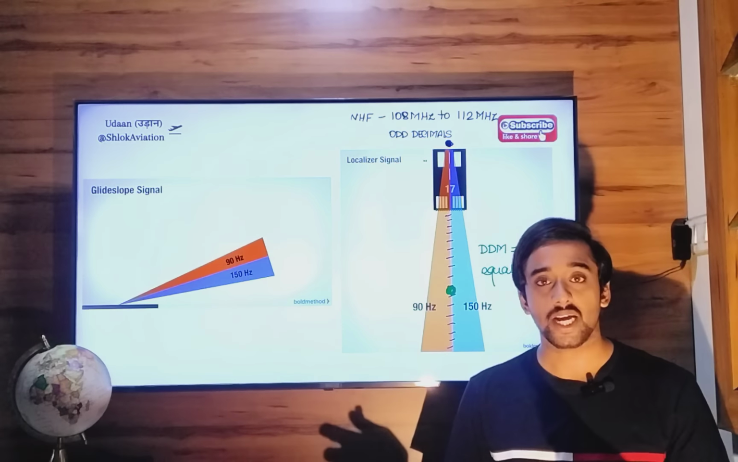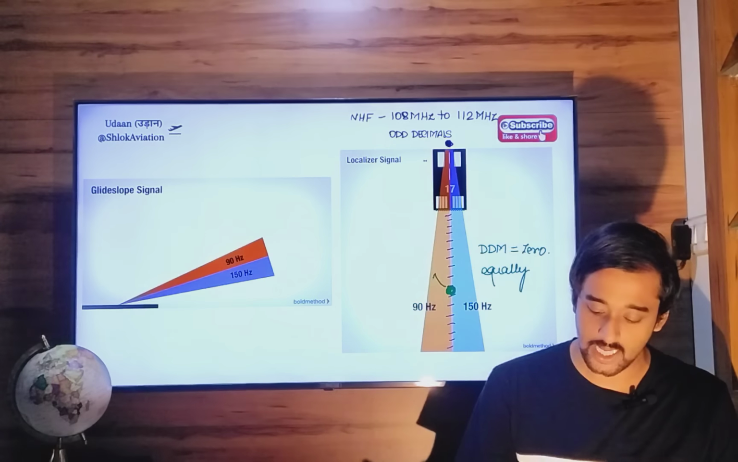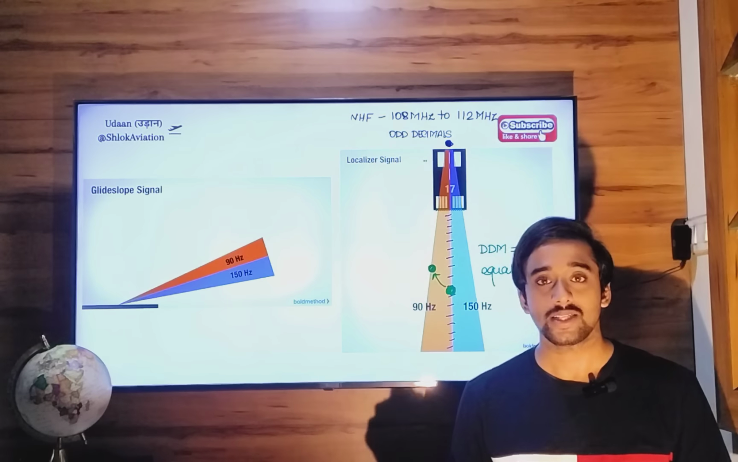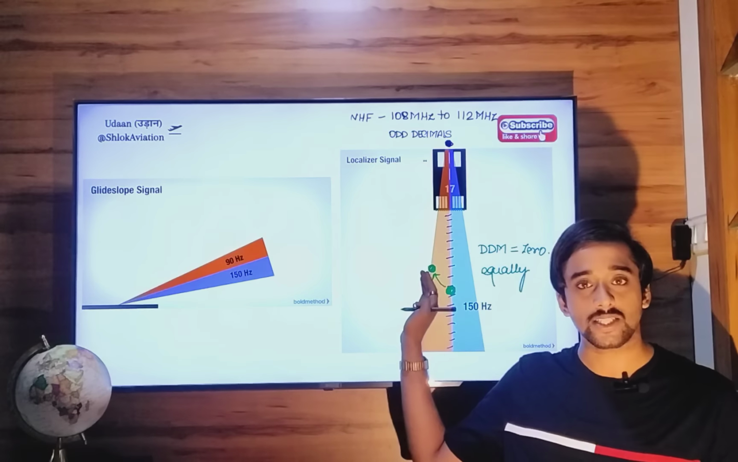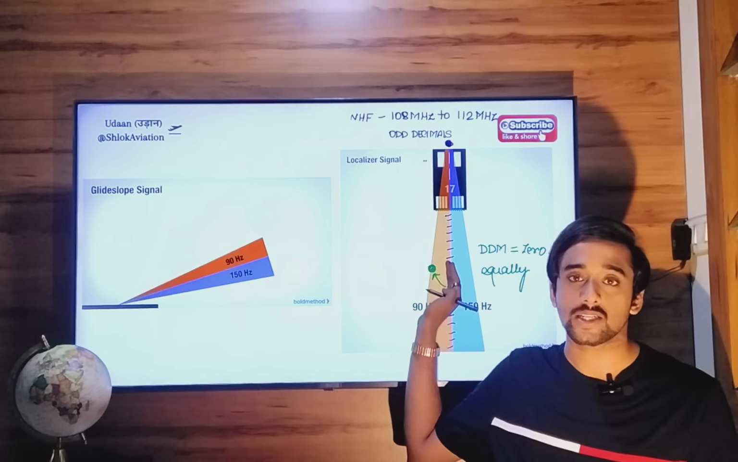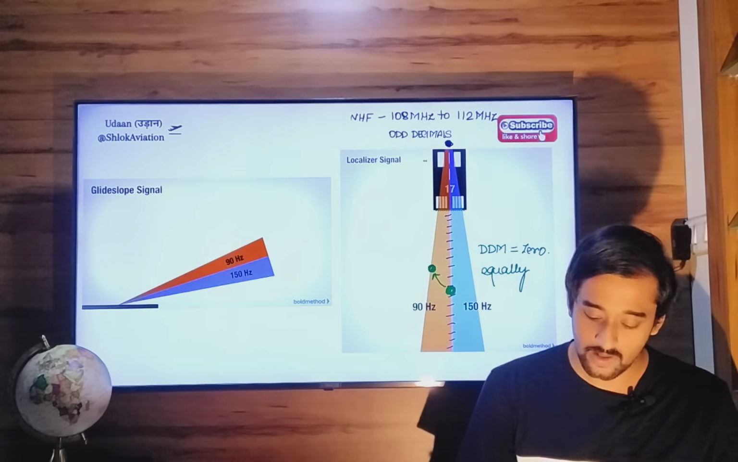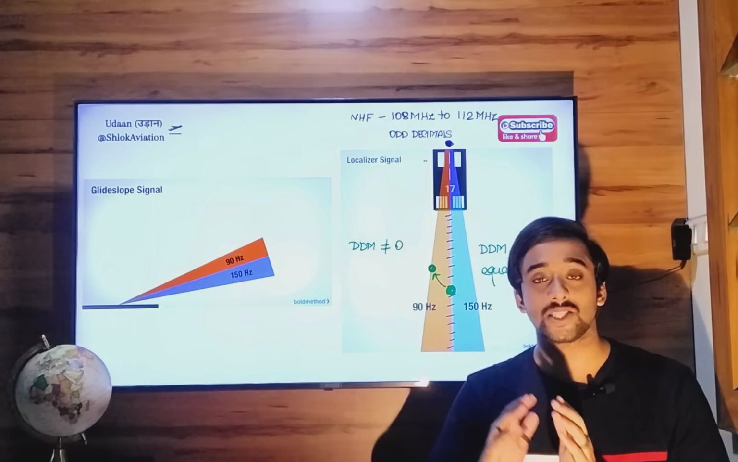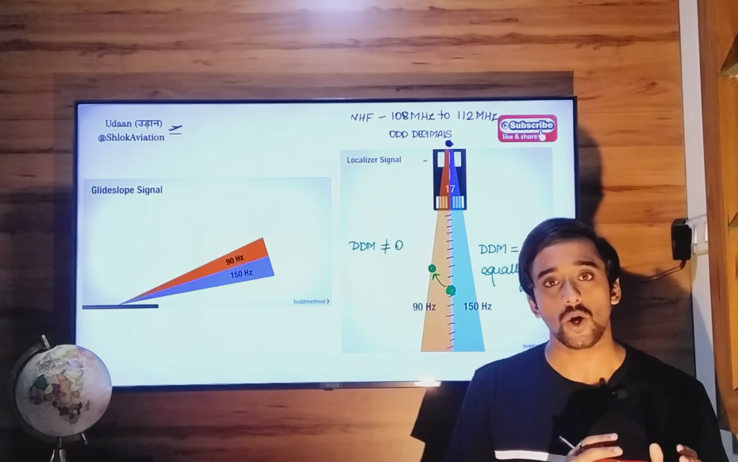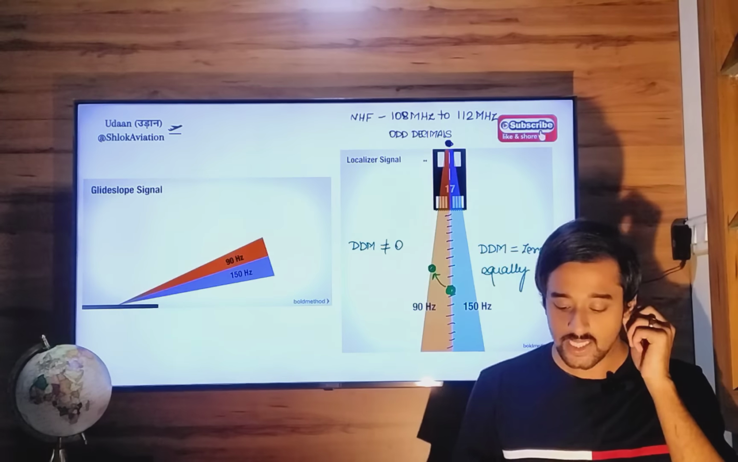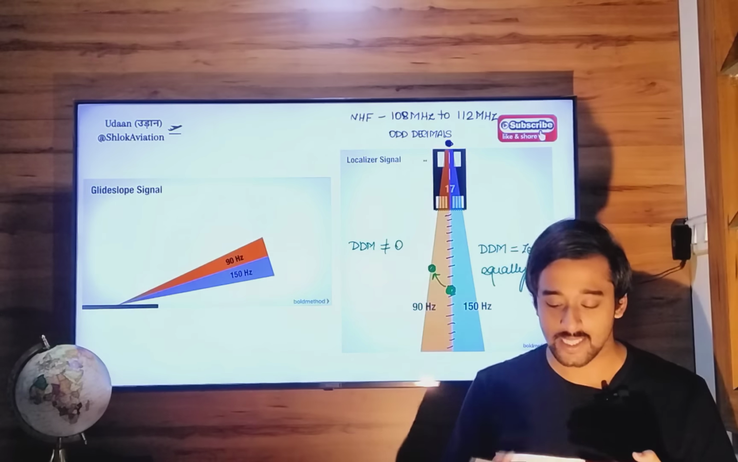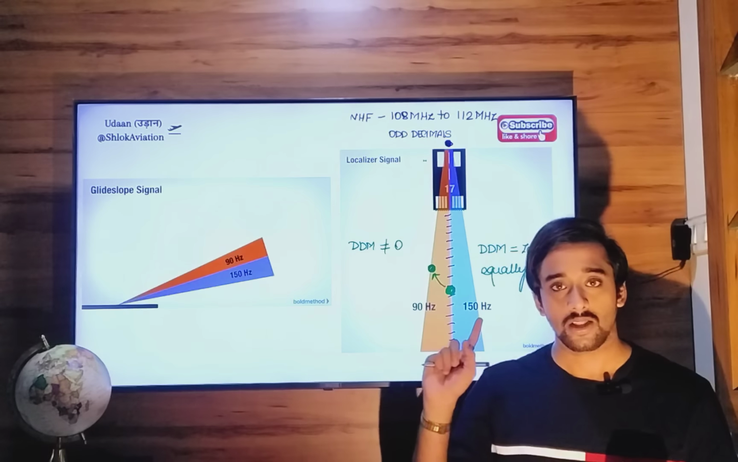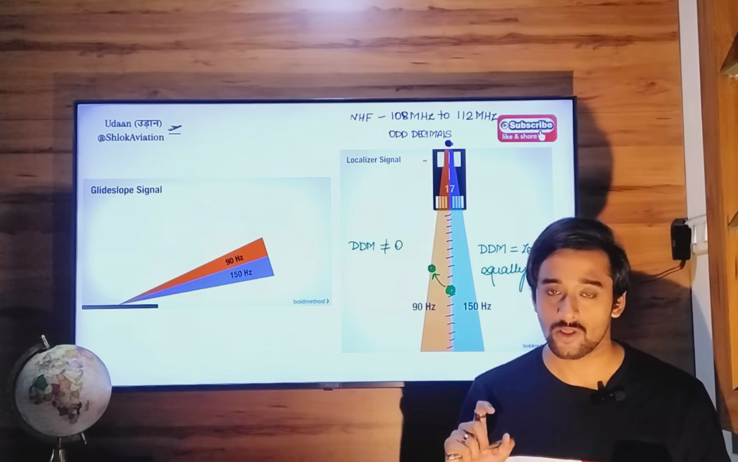Now let's say this aircraft deviates to the left hand side of the center line, somewhere here. In this scenario, this aircraft will receive more of the 90 hertz signal and less of the 150 hertz signal. In this case, the difference in depth of modulation is not equal to 0 because it is receiving a surplus of 90 hertz and a deficit of 150 hertz signal. This difference will go on increasing as your aircraft deviates farther and farther away from the extended center line of the runway.